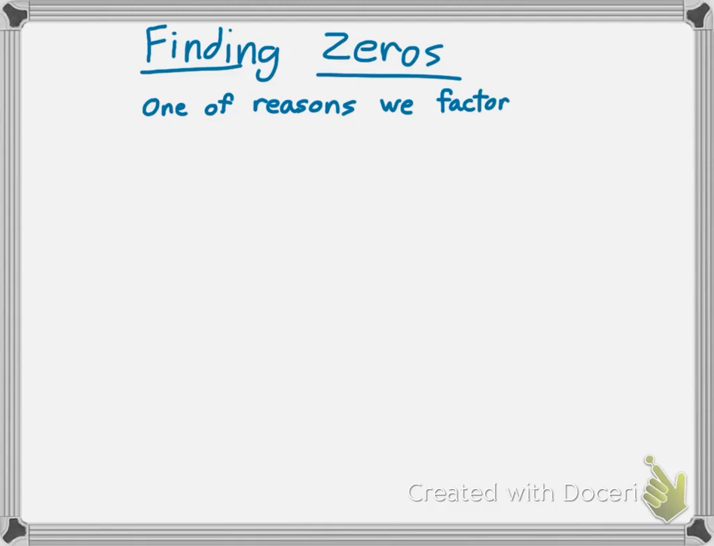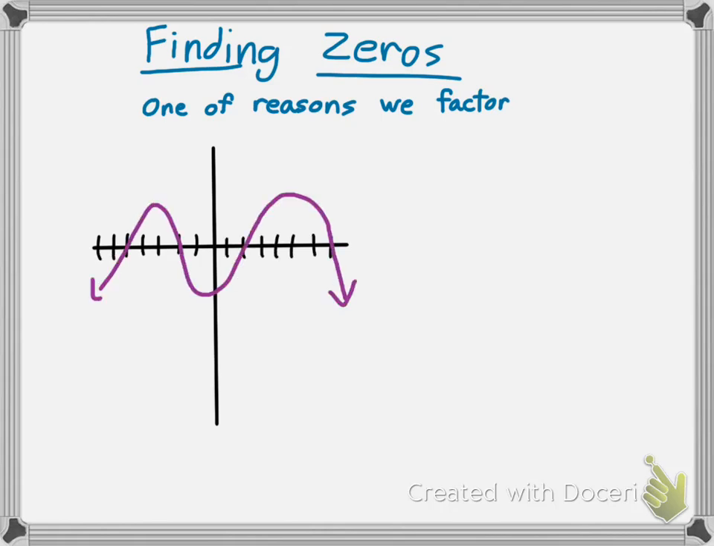So what does it mean to find the zeros of a graph? Well, if you have a graph, let's say it looks like this. It's a cool little M shape. M for magnificent. That's it, magnificent. So the zeros are the points at which the y value is 0.